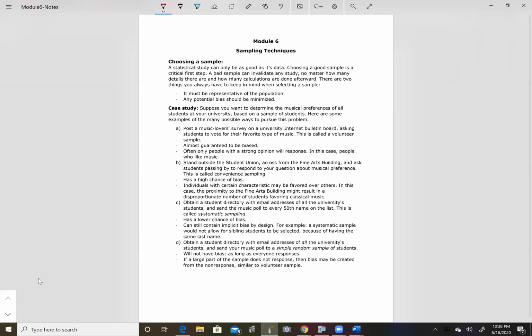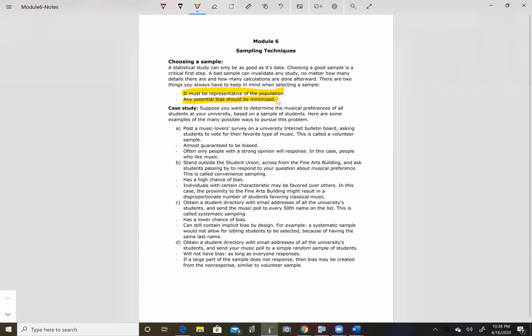Okay. So there are two things you always must keep in mind when you're selecting a sample. It must be representative, and I'll highlight just so you guys can see where I am in the notes. It must be representative of the population, and any potential bias should be minimized. Okay. So this case study, which will come back when you're reading farther along on your own, suppose you want to determine the musical preferences of all students at your university based on a sample of students. Here are some examples of the many possible ways to pursue this problem.